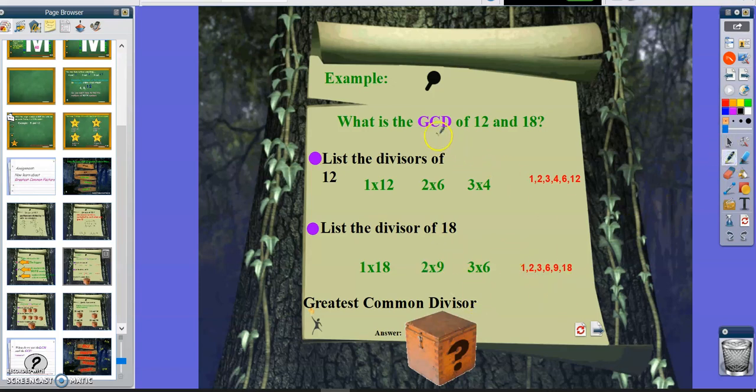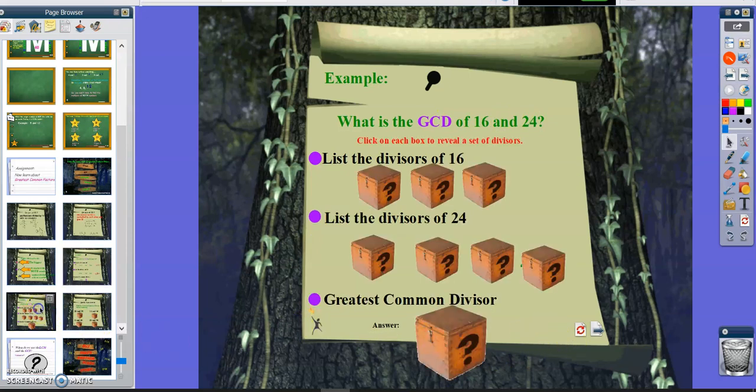The second step is to find the common divisors, so the numbers that are found in both lists. We have 1 is a common divisor, 2 is a common divisor also, 3 is also a common divisor, 4 is not a common divisor, 6 is also a common divisor. The last step is to find the greatest common divisor. The greatest common divisor among these numbers 1, 2, 3, and 6 is 6. So we can say that 6 is the greatest common divisor of 12 and 18.